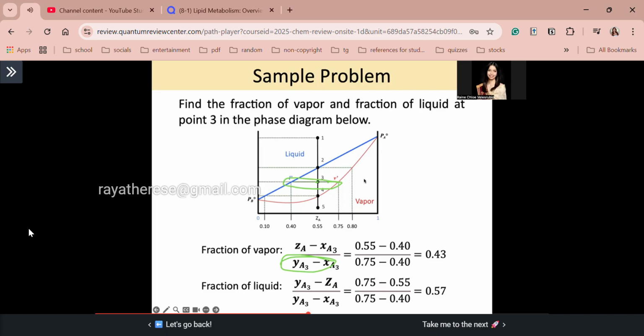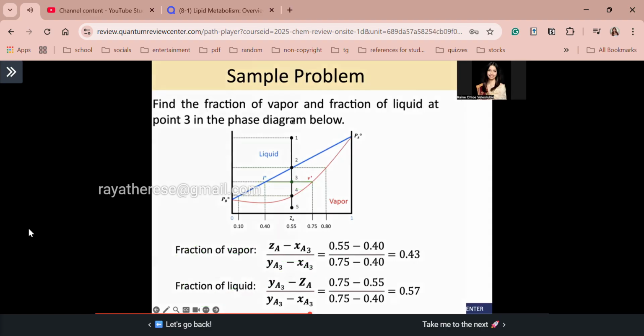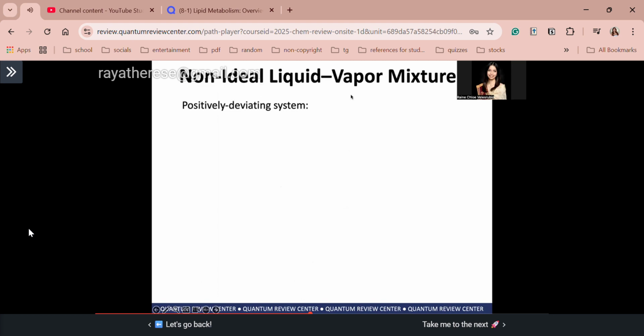Ganun lang. Okay? So again guys, tingnan nyo yung formula na to. Hindi siya exactly the same sa lever rule. So these are different equations from our equations for this one. Magkaiba silang dalawa. So this one is different from this one, and this one is different from this one. Again guys, dito hinahanap natin fractions of vapor, fractions of liquid in the overall mixture. I hope it's clear guys. Kayang-kaya nyo to. Now let's proceed to non-ideal liquid vapor mixtures.